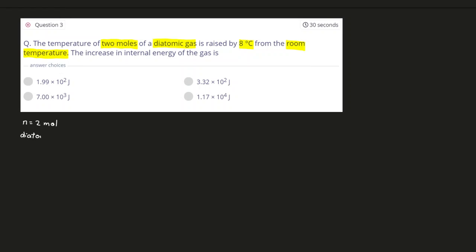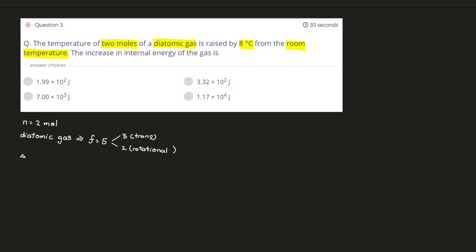If you know it's a diatomic gas and they specify room temperature, so room temperature is not high. If you see the word diatomic gas and the temperature is not extremely high, you will know that the degree of freedom will be 5. This 5 comes from 3 translational and 2 rotational axes, so you have 2 omega and 3 v: Vx, Vy, Vz, then omega x and y probably. Okay, so that's diatomic gas and it's raised by 8 degrees Celsius.